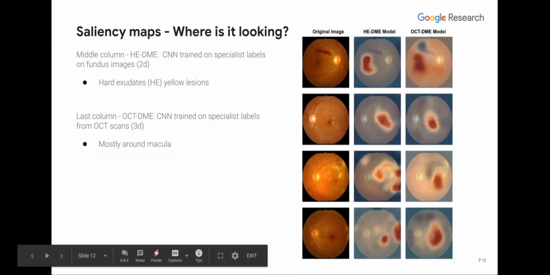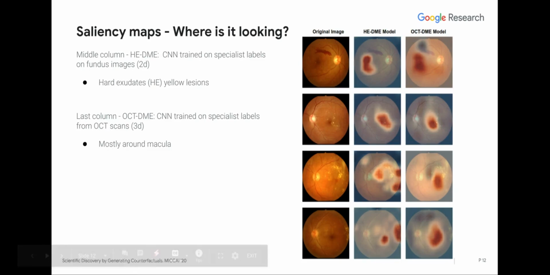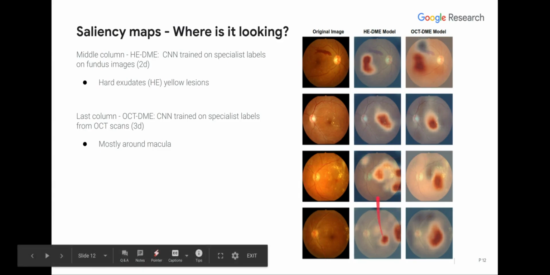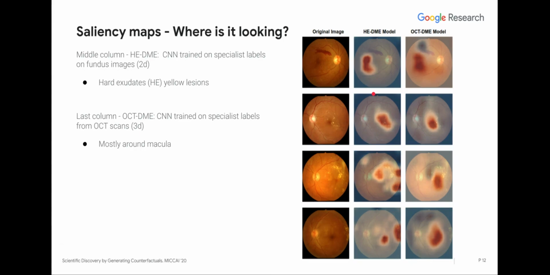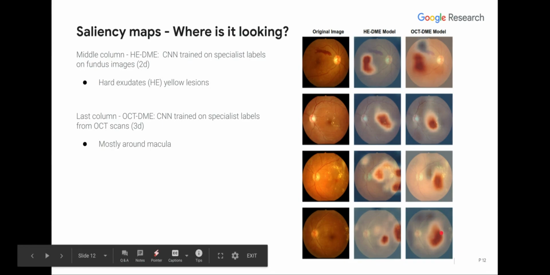Results from saliency maps using gradient-based techniques are also relevant and show where the model is looking, but not what about these regions is interesting. For example, here in the middle column is the CNN model trained on specialists looking at the 2D fundus images. And this model tends to focus on these yellow lesions present in the retina. The last column here shows the model that's trained on labels from the 3D scans. And this model tends to focus primarily around the macula.